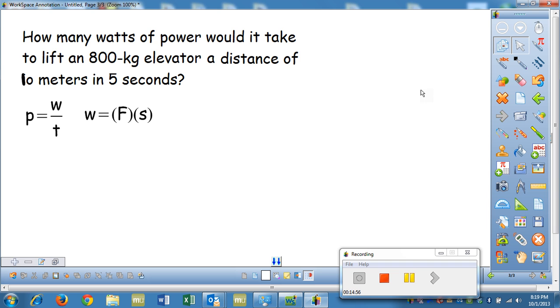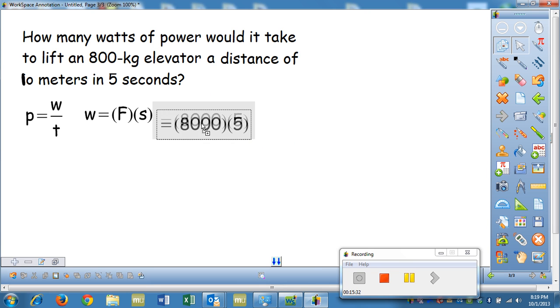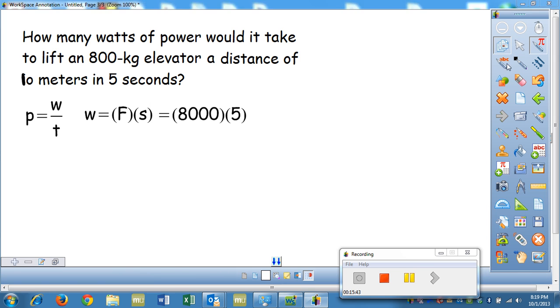We could say this is equal to 8,000 times 5. Eight times 5 is 40,000, right? 40,000 joules.